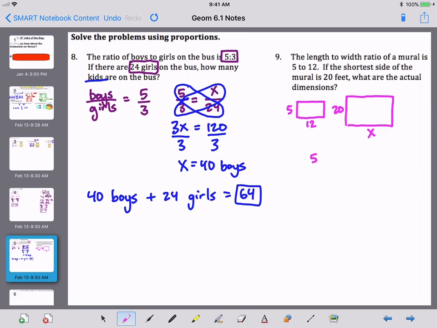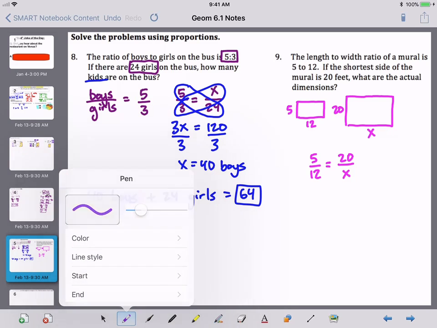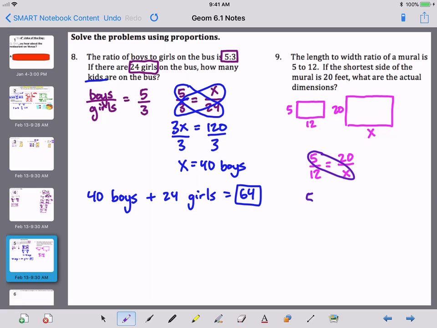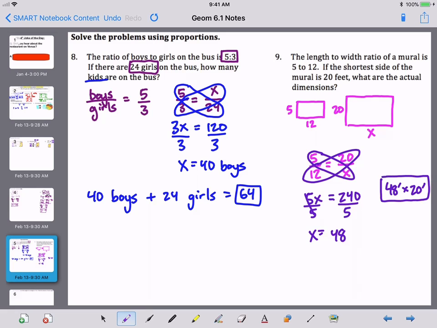There are multiple ways to set this up, so I'm going to set up 5 to 12 equals 20 to x. And we can cross multiply now. So if we go ahead and do that, 5 times x is 5x. 12 times 20 is 240. And if we divide by 5, we end up with 48. So that tells us the mural is 48 feet by 20 feet. So those are the dimensions.